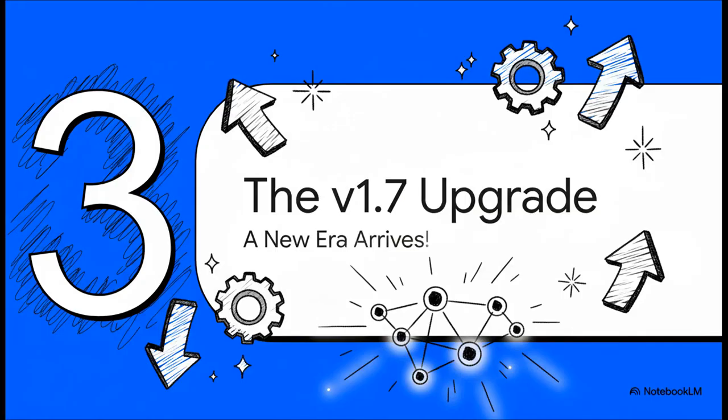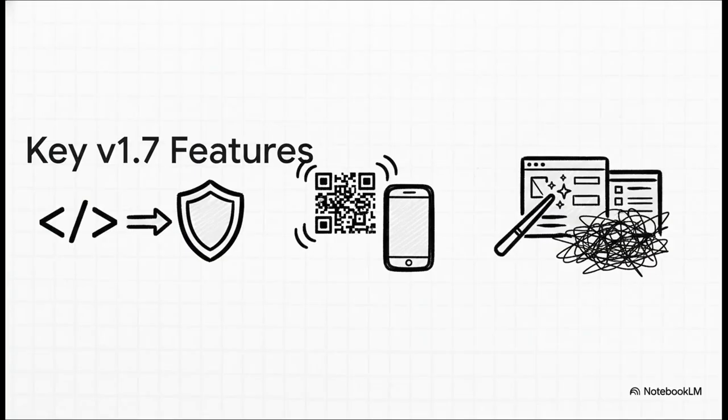Okay, so now that we get the big picture, let's zoom in on the brand new v1.7 upgrade. And listen, this isn't just some minor update. It's a huge leap forward in making this whole thing way more powerful and way easier for everyone to use. So this update brings 3 major game-changing features to the table. First, a seamless way to bring over your reputation from places like GitHub. Second, a super fast way to share info using QR codes. And third, a complete redesign to make the whole thing just feel better.